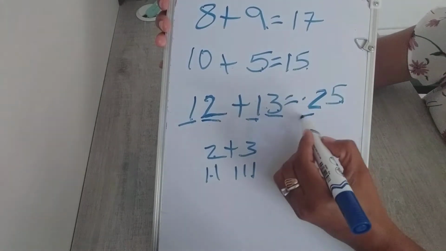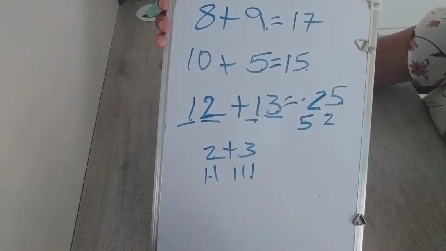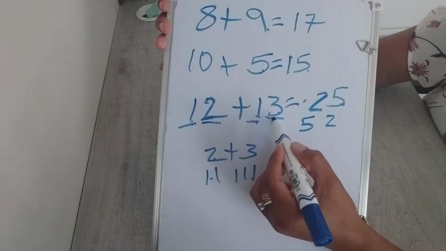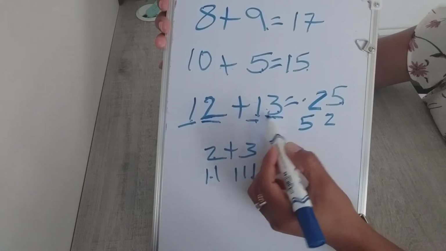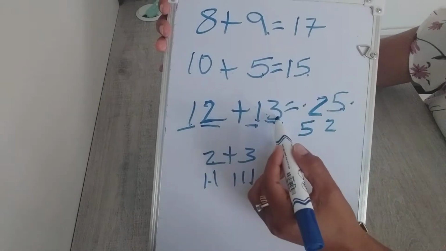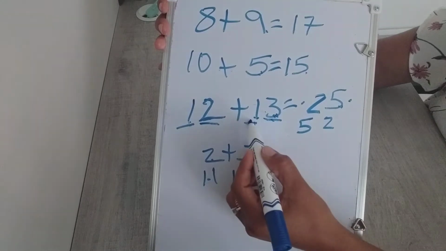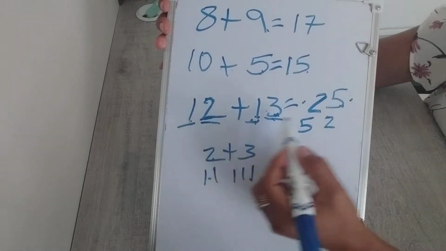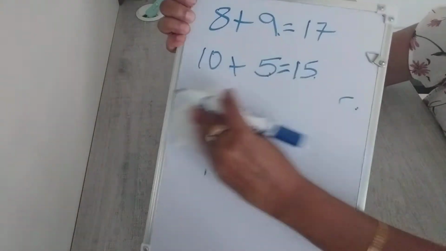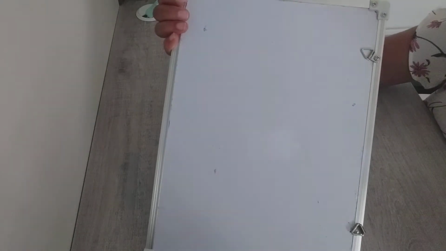You cannot write 5 and 2. Okay, first you need to write the 5, because this is the back side of the number, yes? You write this side first, and the other one you write in front of it, okay? Again, another question.